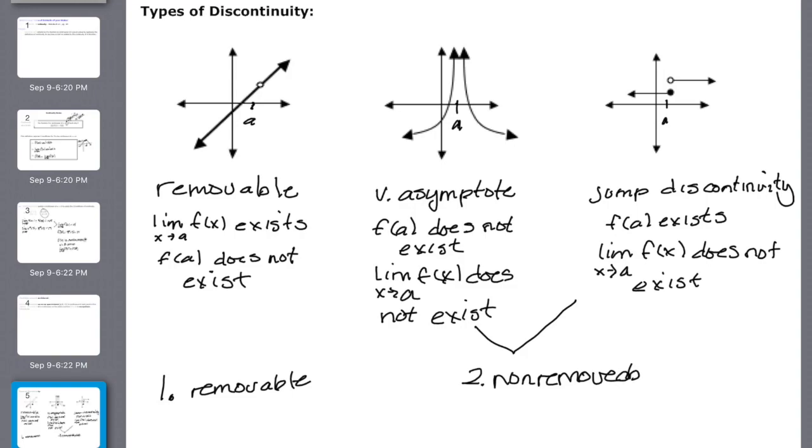I think that is not how you spell non-removable. There we go. And the reason for that is the fact that there's nothing we can do algebraically to work around it. On both of these, the limit is going to fail to exist. Whereas on the first one, we can still evaluate the limit about the approach. So when we talk about non-removable, we're talking about our vertical asymptotes and our jump discontinuities. When we talk about removable, that is our removable discontinuity.